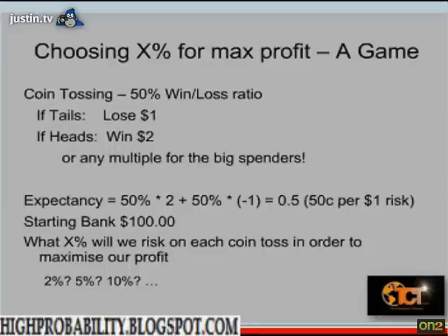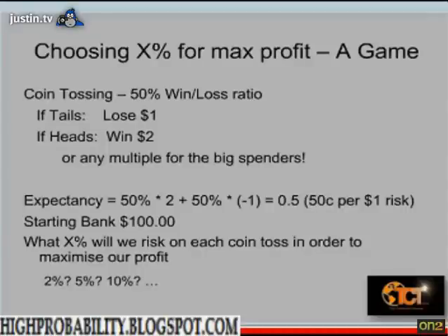So in this particular case, you've got a 50% chance of winning $2, you've got a 50% chance of losing $1. So you calculate that through, and over time, you'll average a 50% profit per $1 that you risk. So the question comes down to, if we have a starting bank of $100, for example, what percentage of that bank would we risk? Would we bet at each toss of the coin?